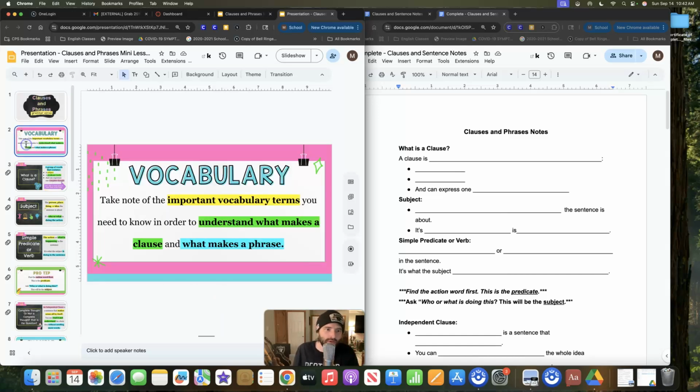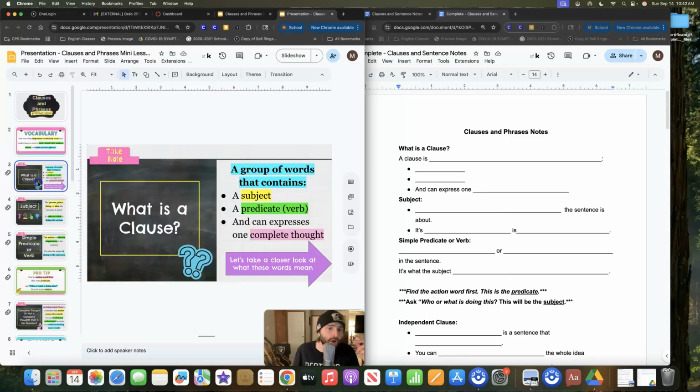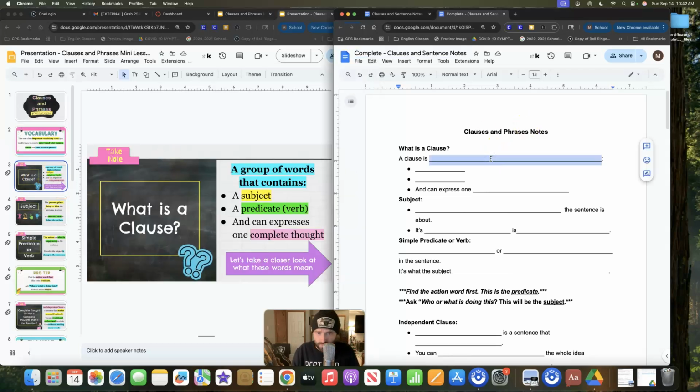So looking at clauses, we're going to take note of the important vocabulary terms that you need to know in order to understand what makes a clause and what makes a phrase. To start off, what is a clause? Well, a clause is a group of words that contains the following two things. You must have a subject, or a noun, and you must have a predicate, or a verb. What makes it a clause is that it can express one complete thought.